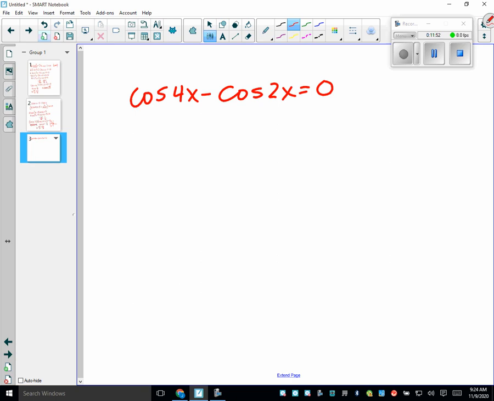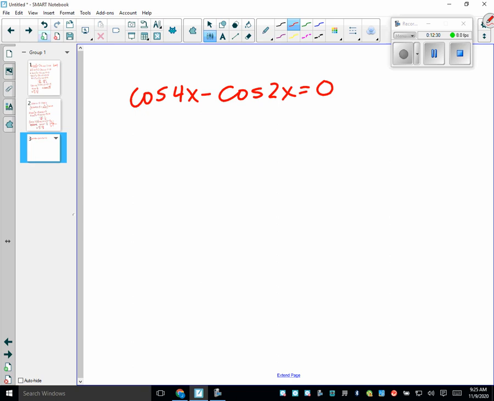Okay, if I do sum to product, doesn't it put cosine minus cosine? No, it changes everything to sine, doesn't it? What I want to do is make sure I don't change it to two different trig functions. I don't want to change it if it has sine and cosine. Does that make sense to you? So let's try it. I don't know if it'll help or not.